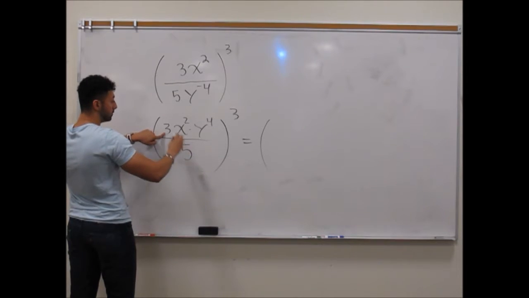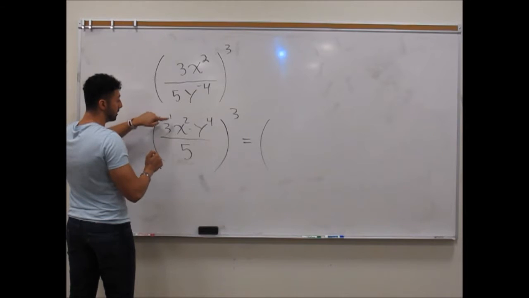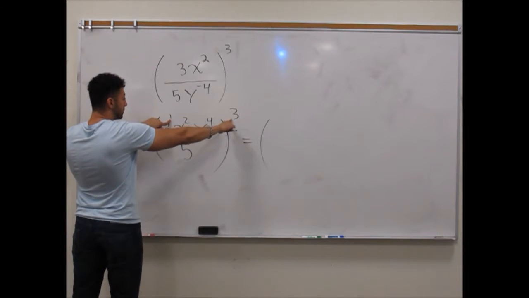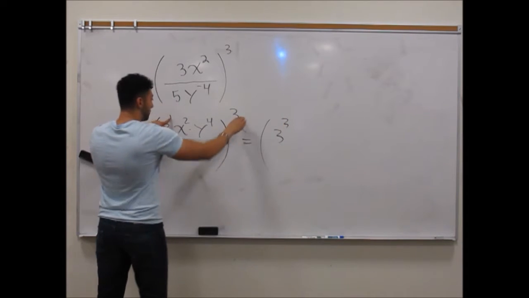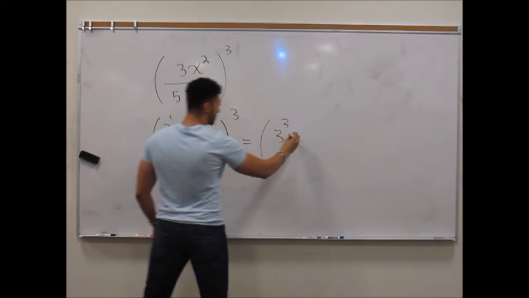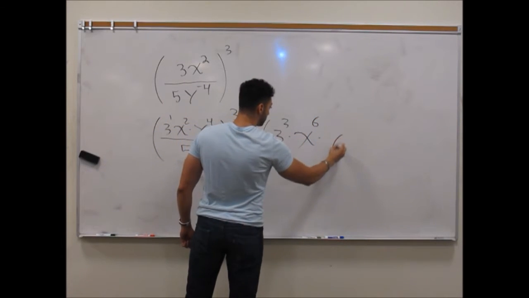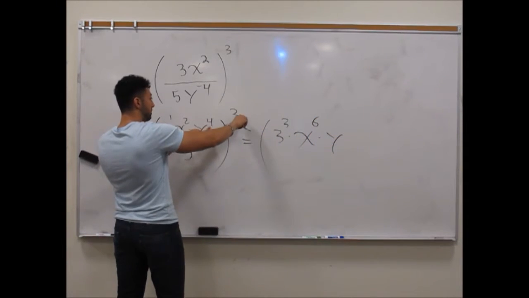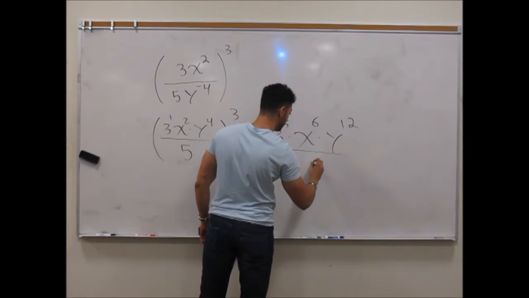So 3, its power is 1, so we're going to multiply its power to the power that we're raising it to. So 3 times 1 is 3. Moving on to the x, 2 times 3 is 6. Moving on to the y, 3 times 4 is 12. I just applied the power to a power rule to all of those.